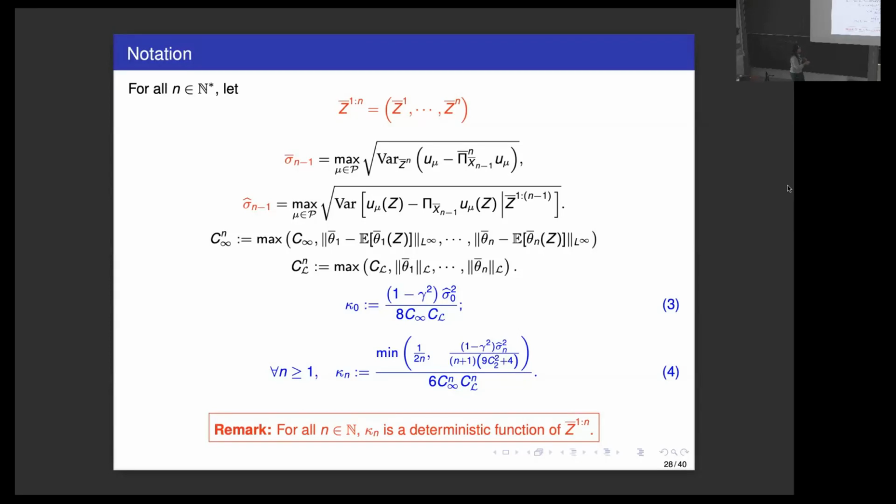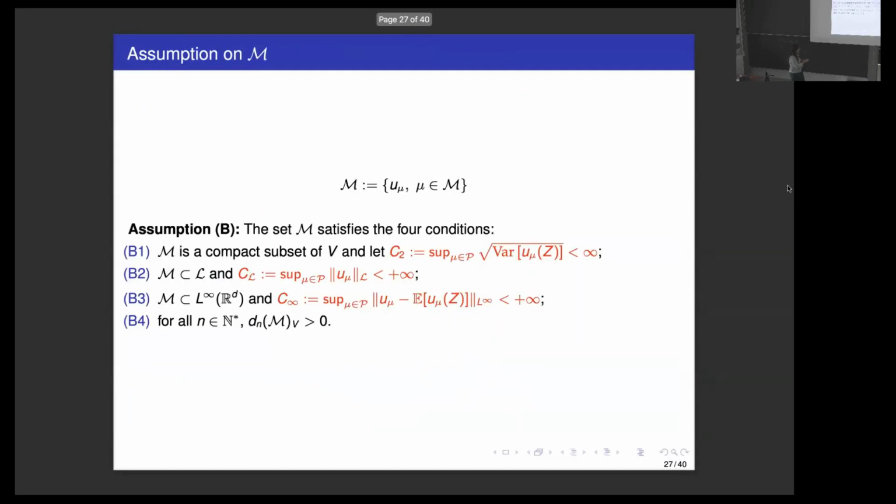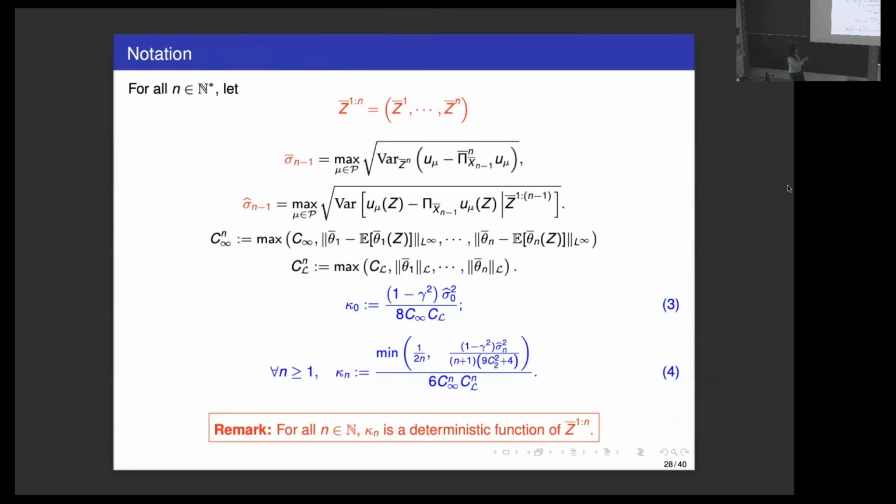Also these L infinity bounds that you get on the orthogonal vectors that span the different reduced bases at iteration n. And C_N L is the same kind of constant, except that here you measure the maximum Lipschitz constant of the elements of the solution set and of the elements of the orthogonal basis.